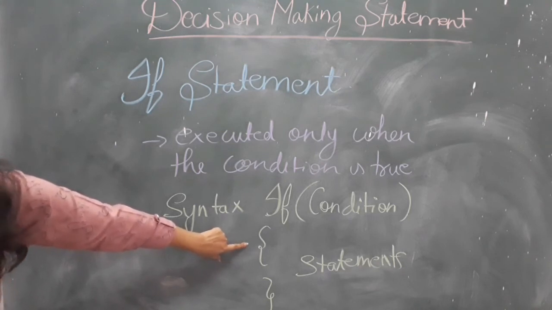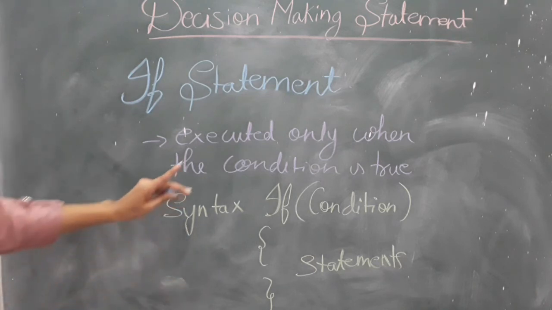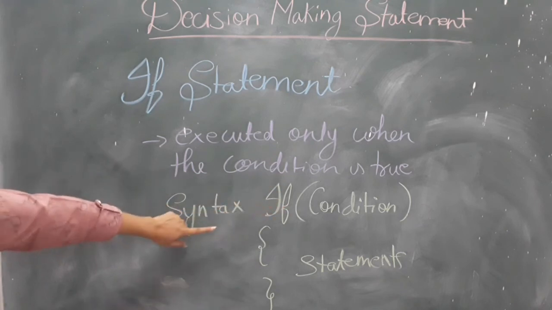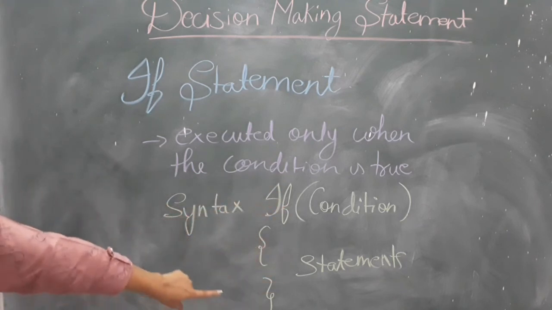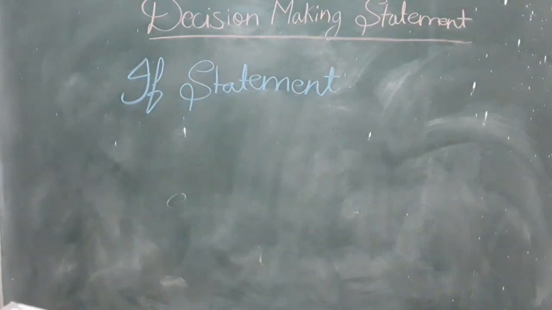If you do not put the curly braces, your program is not going to run. So these braces are the most important thing. So: if, then the condition, starting brace, statements, and the brace is closed. Okay. Now let's see one example.